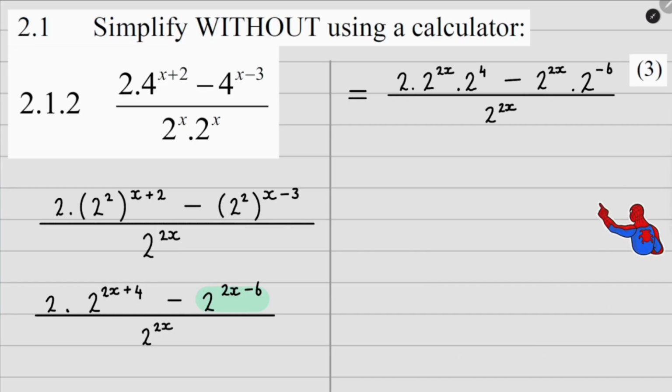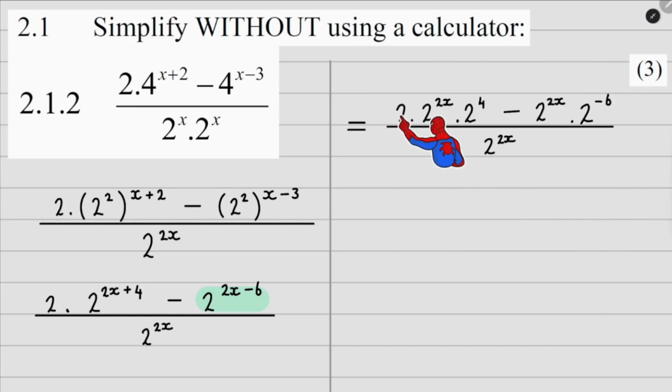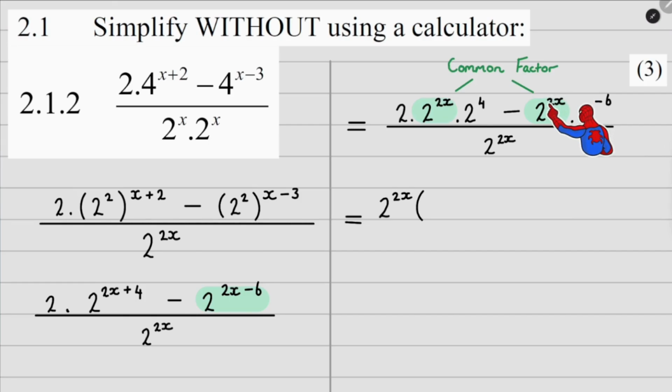Okay, and after that tedious work has been done, we are ready to factorize, my friends. So if I have a look at the top of the fraction, I can see that they have this 2 to the power of 2x in common. So I'm going to remove it as a common factor. And how we do that is we write it in the front like this, and then we open up a bracket. Then we're going to see what's left over. I removed this 2 to the power of 2x as my common factor.